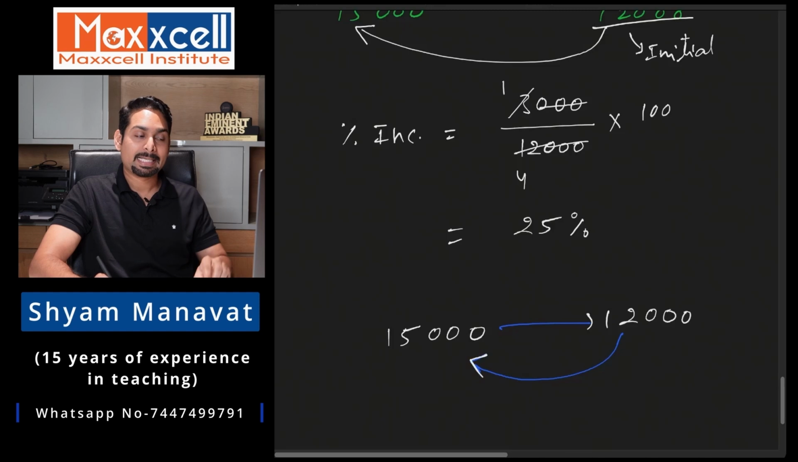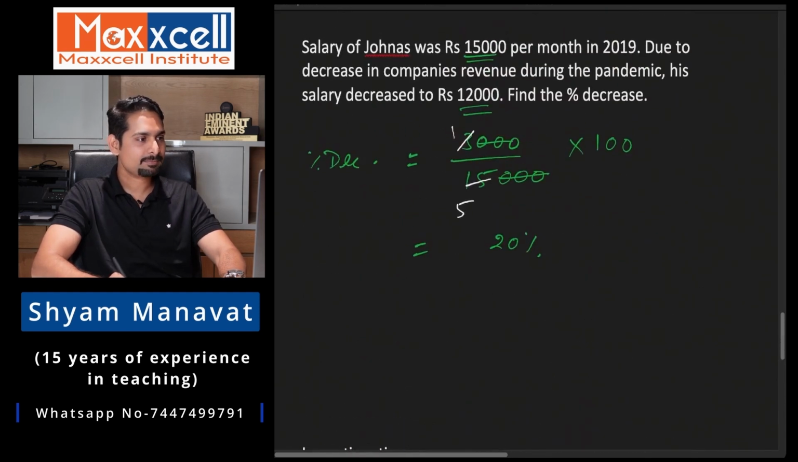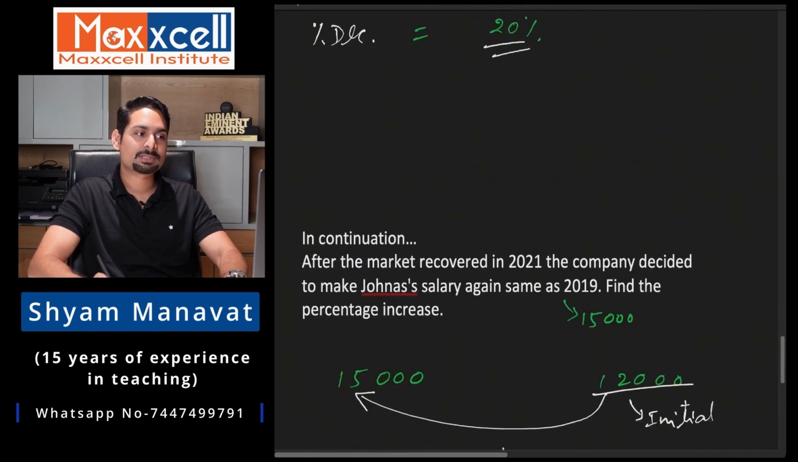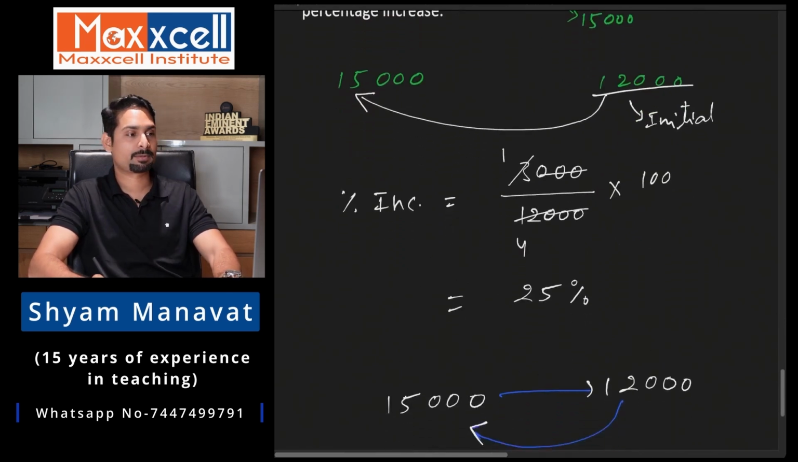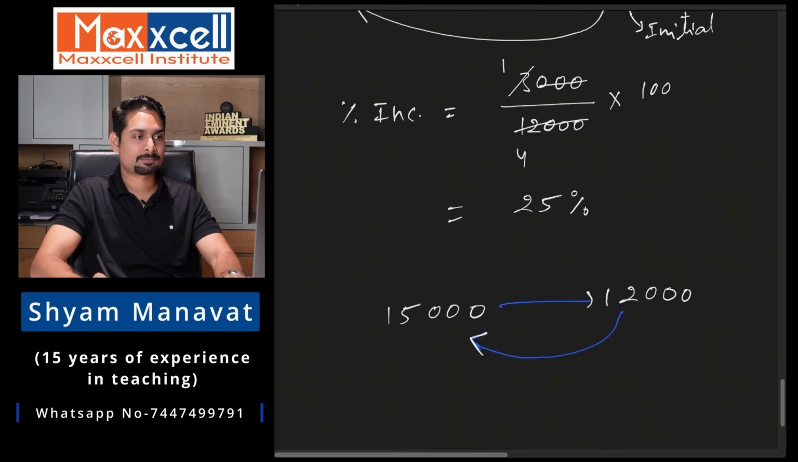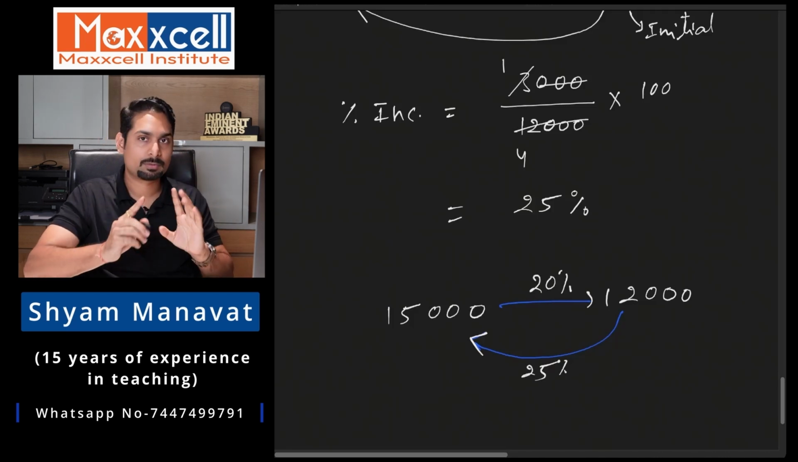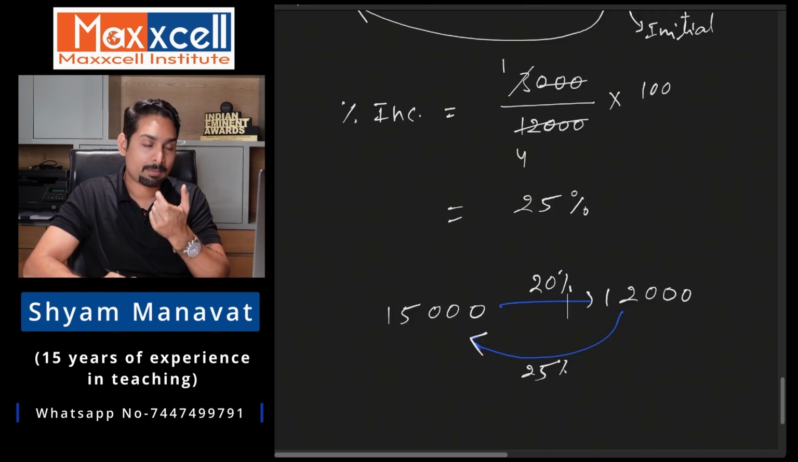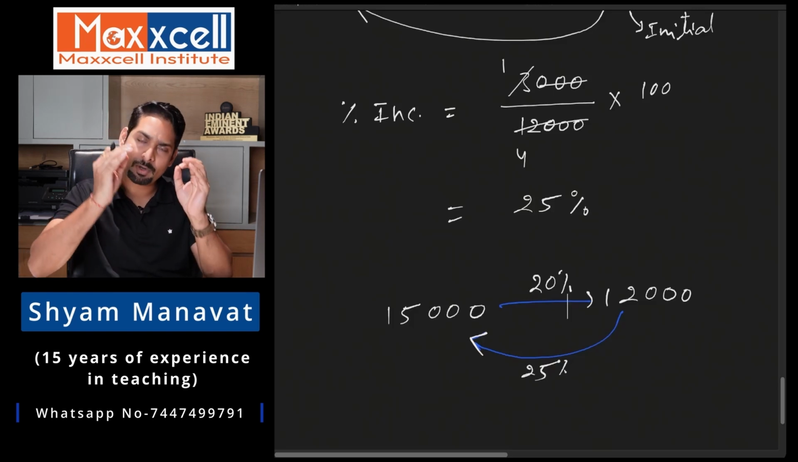In the previous question, the percentage decrease we got was 20%. In this question, the percentage increase for the same pair of numbers we got was 25%. Percentage decrease 20% and percentage increase 25% for the same pair of numbers. This is the conclusion which you need to remember. For the same pair of numbers, percentage increase and percentage decrease will be different. For sure it will be different.